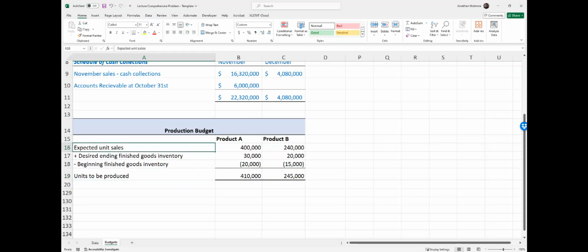We need to know how many units we expect to sell. We need to know how many units management intends to hold on to at the end of the period. And then if we have any units in beginning finished goods, we need to subtract those to get to the units that must be produced. All right, that's it with the production budget. Let's move on to the next budget, which is the direct materials budget.